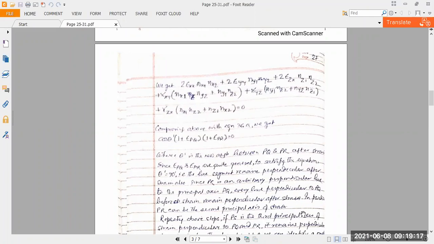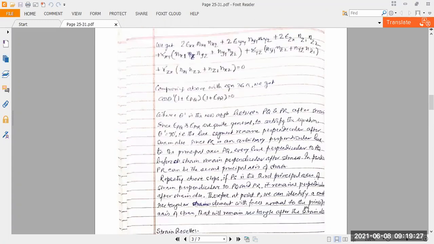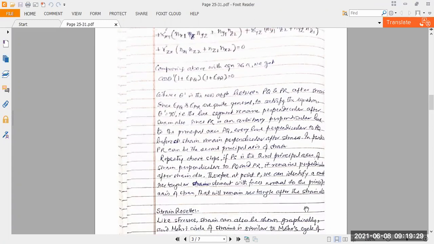Now, so we can say that as PQ is one of the principal axes, then PR is also another, the second principal axis of stress itself. If we repeat the above step again in terms of Z, and if PS is the third principal axis of strain as compared to PR and PQ, it also remains perpendicular after the strain itself.